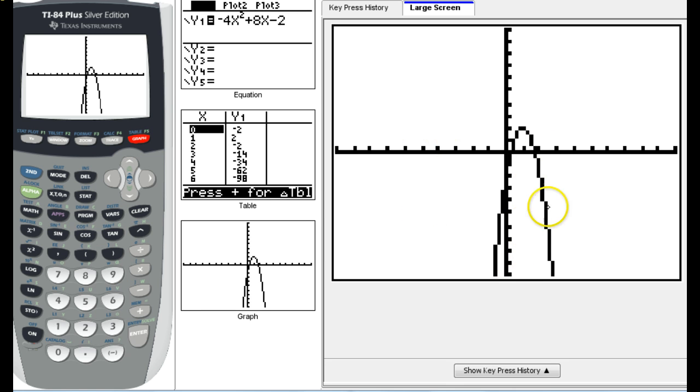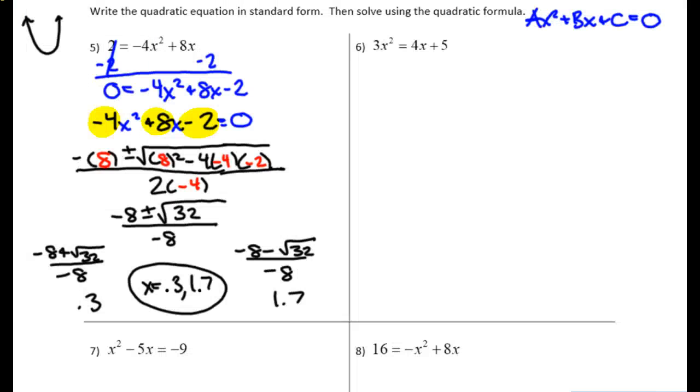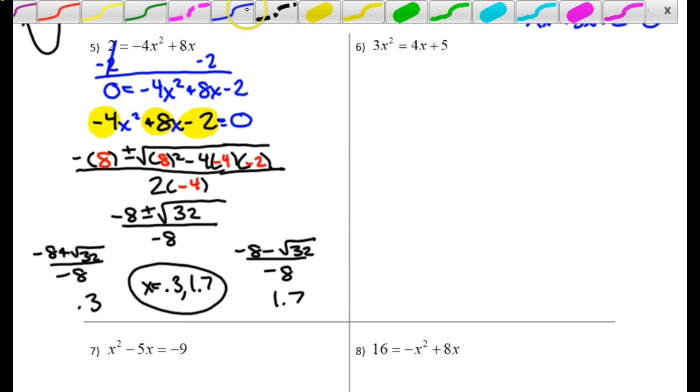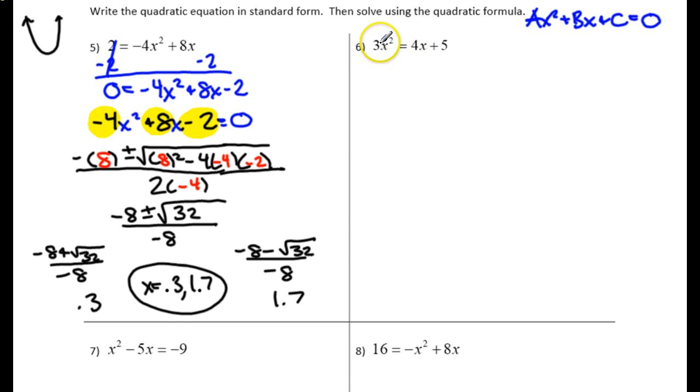Alright, so the parabola is upside down, but it does touch in two places. And we should have two answers, or they might call it roots, two roots. Okay? Alright, so this one, number 6, we have 3x squared equals 4x plus 5.